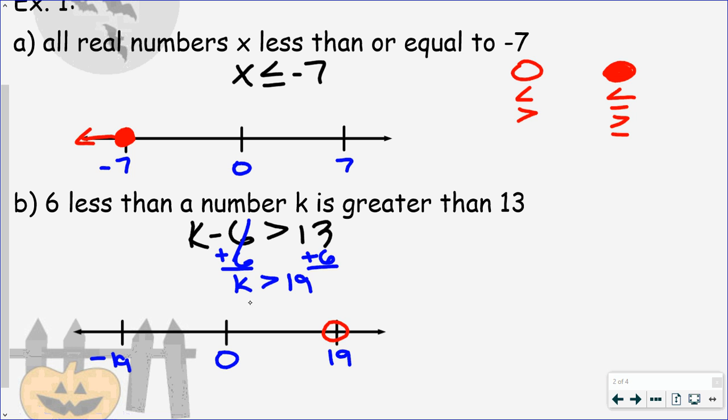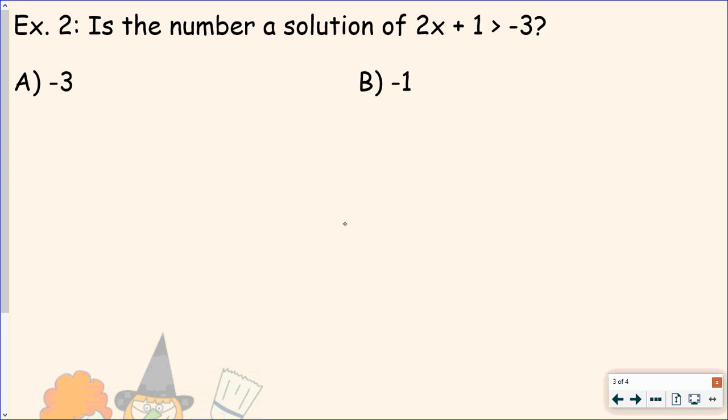This says k is greater than the value 19. So that's why this is an open circle, because k cannot be 19. K can just be anything that's greater than 19. So the values that are greater than 19 are to the right of 19. And so that's what your graph would look like.